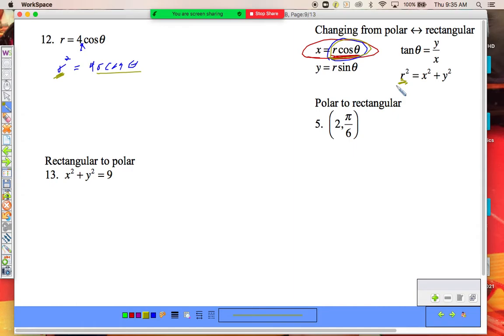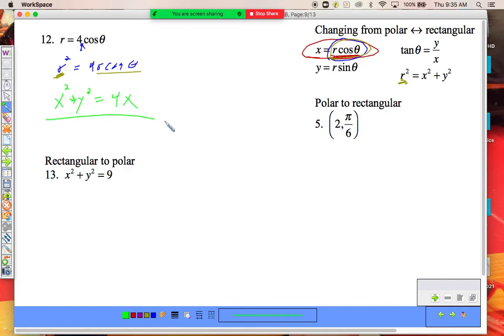So that's going to get rid of the R cosine theta and the R squared. So now I'm going to replace R squared with x squared plus y squared equals 4 times R cosine theta, which is x. And that's an acceptable answer, I hope. Sometimes WebAssign wants different answers than what I would say, but that's fine for me. And that is another circle.